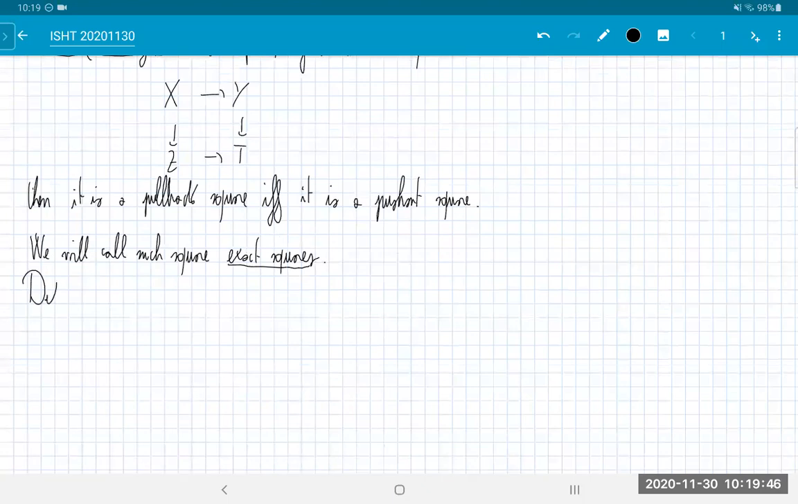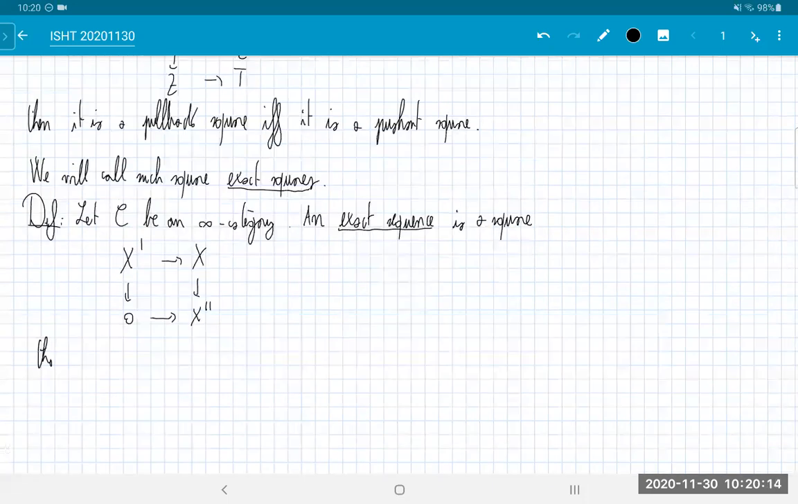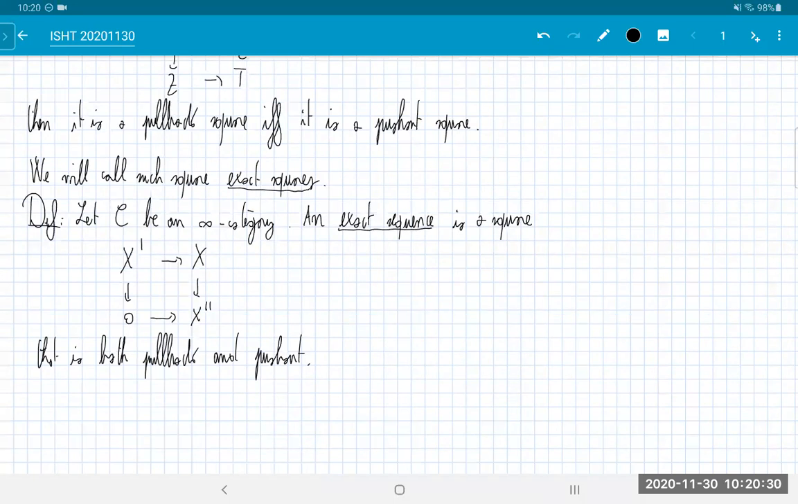So let's see. I don't remember if I defined this before. I think not. So let C be an infinity category. An exact sequence is a square from x prime goes to x double prime goes to zero, that is both pullback and pushout. In general, it's called a cofiber sequence when it's a pushout and a fiber sequence when it's a pullback. I think I did already introduce this terminology. But when it's both, we call it an exact sequence.